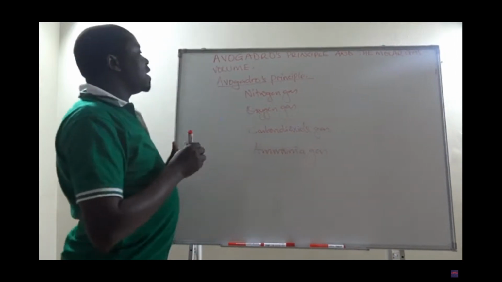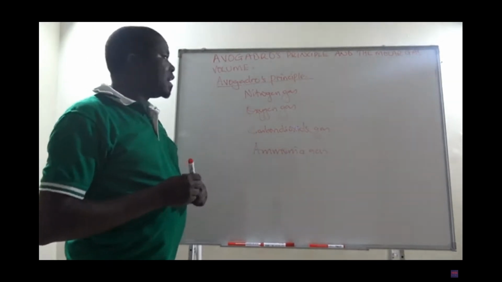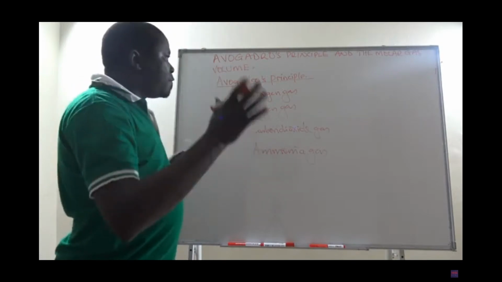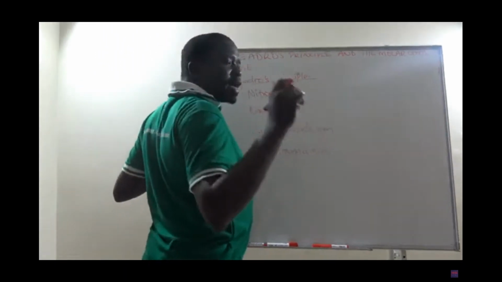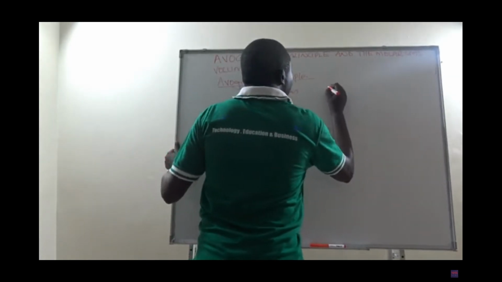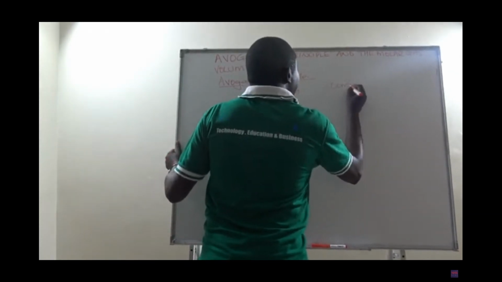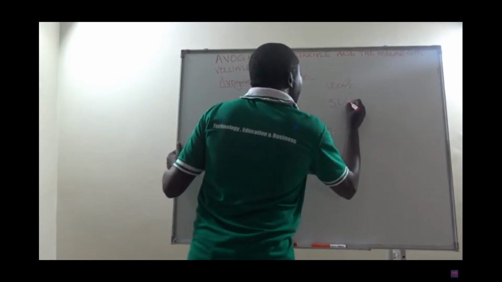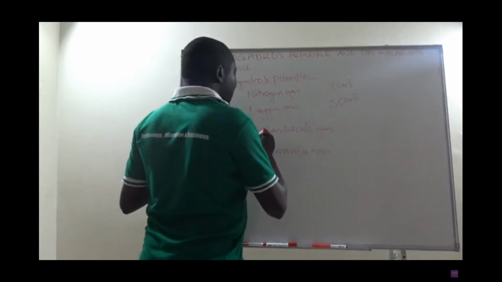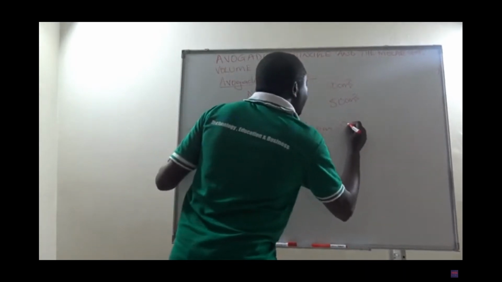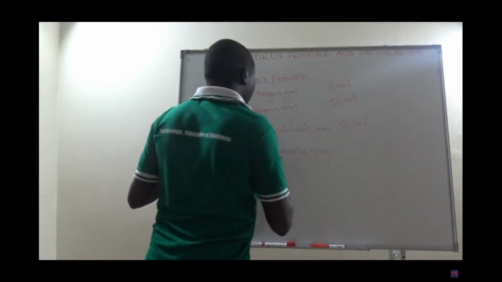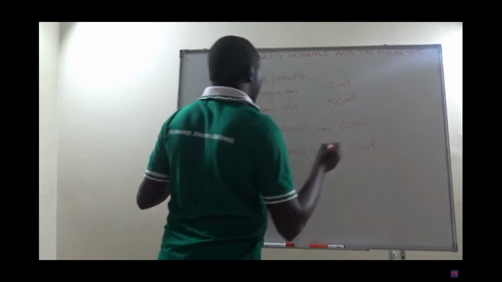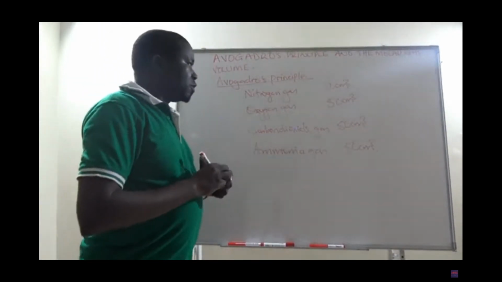So Avogadro collected different samples of gases, and then he made sure that he used the same volume of these gases. So assuming that Avogadro used 50 cubic centimeters of nitrogen, it means that he also used 50 cubic centimeters of oxygen. He also used the same volume of carbon dioxide and the same volume of ammonia.